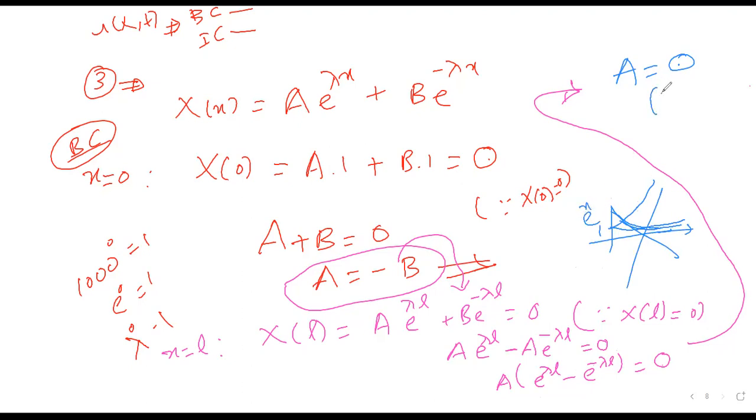So we have e to the power lambda L minus e to the power minus lambda L not equal to 0. Therefore, I am taking a is equal to 0. But now see here, if a is equal to 0, what happened to the b? b is equal to minus a, so I can say b is also 0.